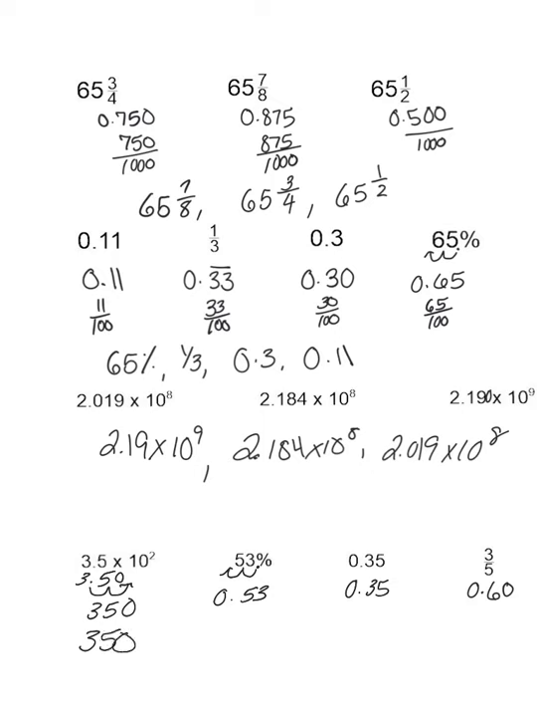Remember, I'm going greatest to least. Then 53 hundredths. We have 35 hundredths. And we have 60 hundredths. So my next biggest is that 60 hundredths, which was 3/5. Then my next one is 53 hundredths, which was the 53%. And then I have that 35 hundredths, which was 0.35.